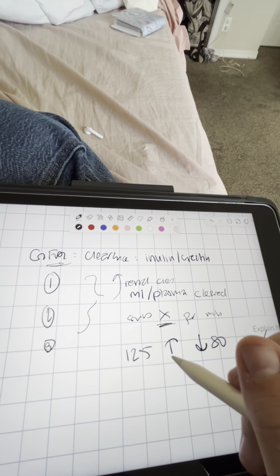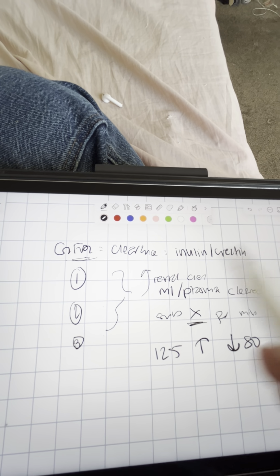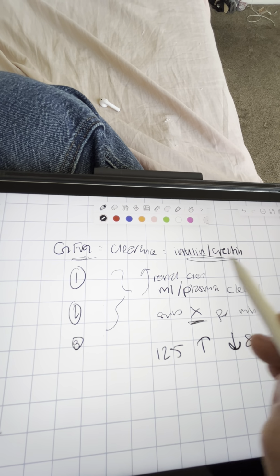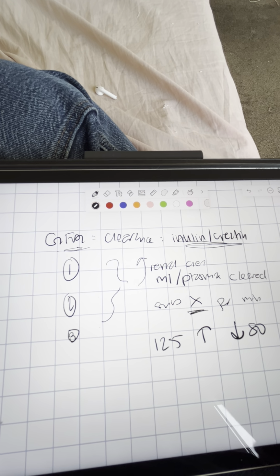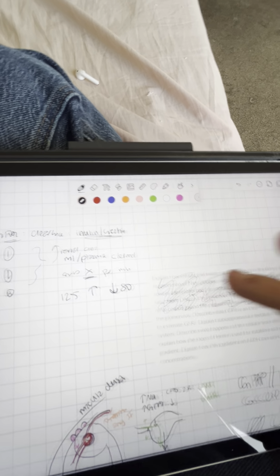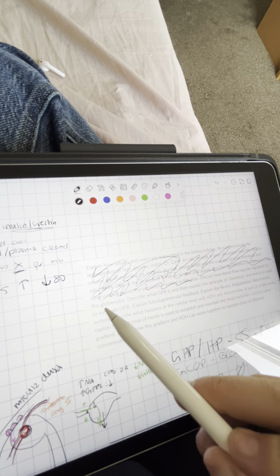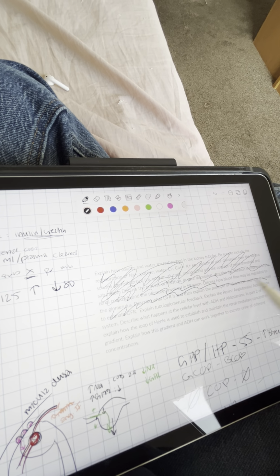So your glomerular filtration rate is talking about how well your kidneys are functioning. The way you can detect that is by using something that is freely flowing through and that you're not catching at all. So that's what GFR is.